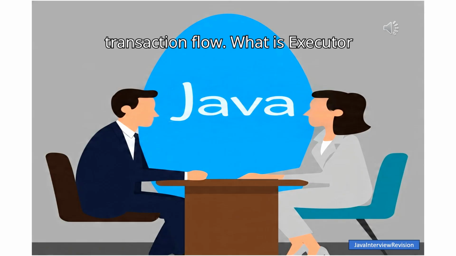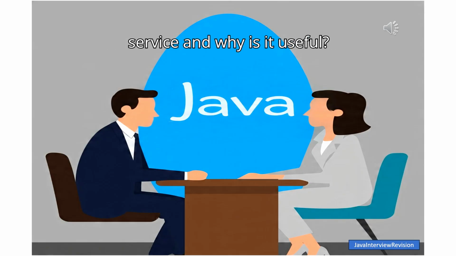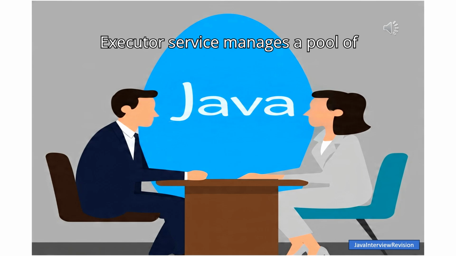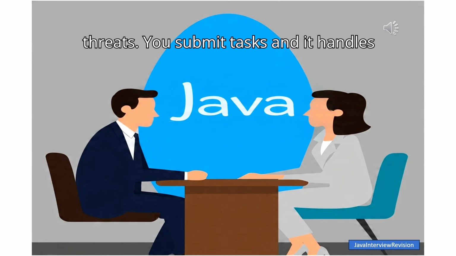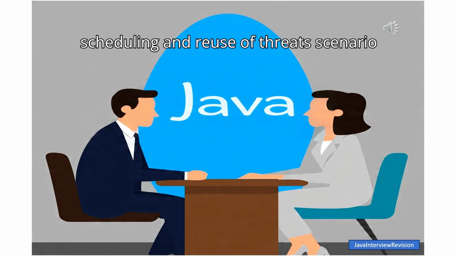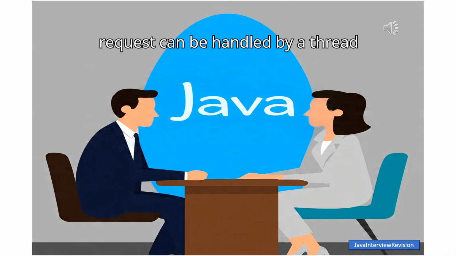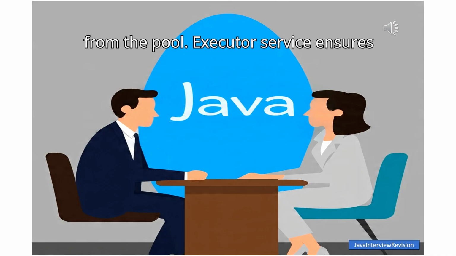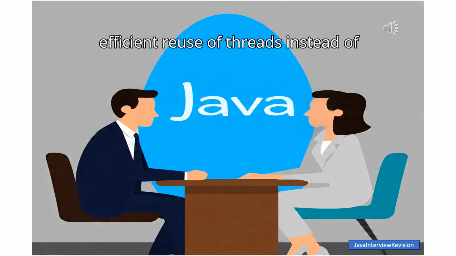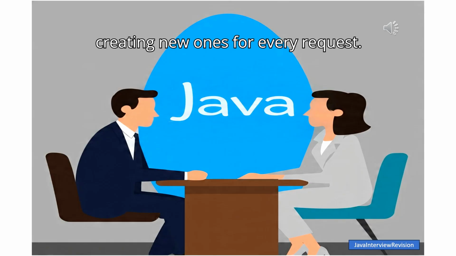What is ExecutorService and why is it useful? ExecutorService manages a pool of threads. You submit tasks, and it handles scheduling and reuse of threads. Scenario: in a shopping cart project, each user request can be handled by a thread from the pool. ExecutorService ensures efficient reuse of threads instead of creating new ones for every request.